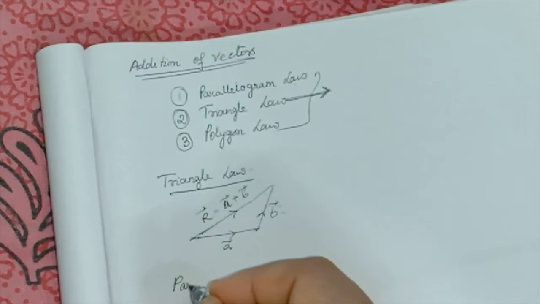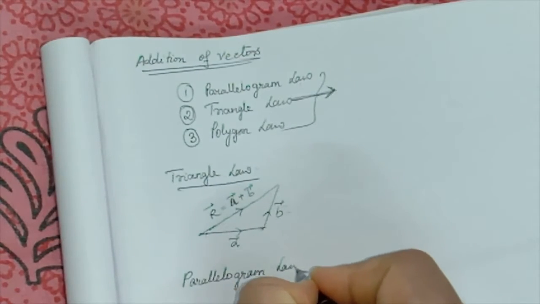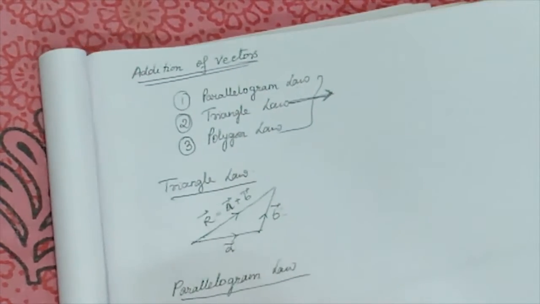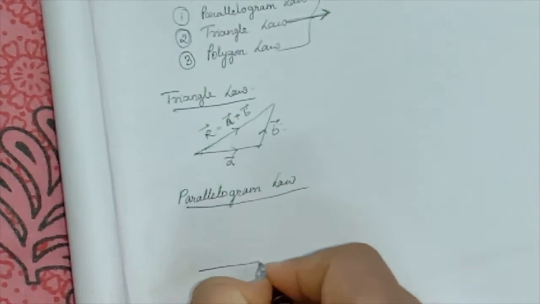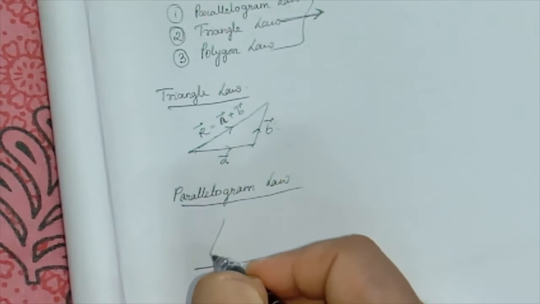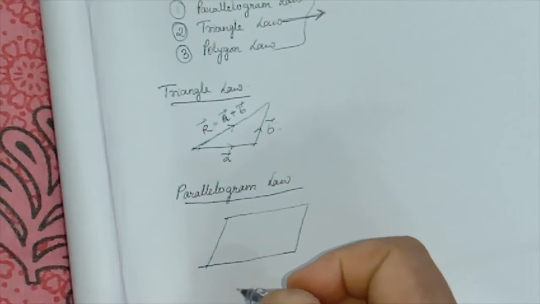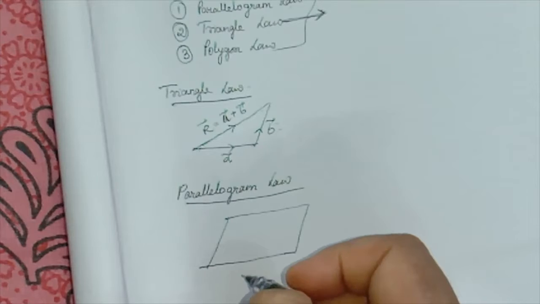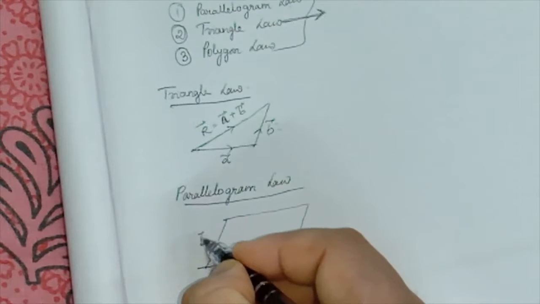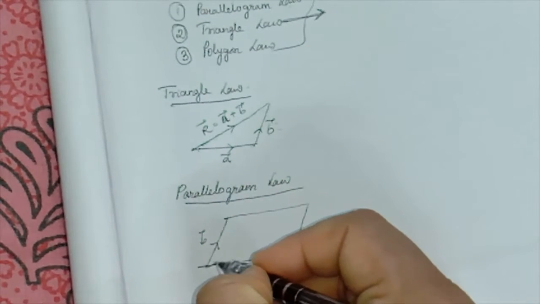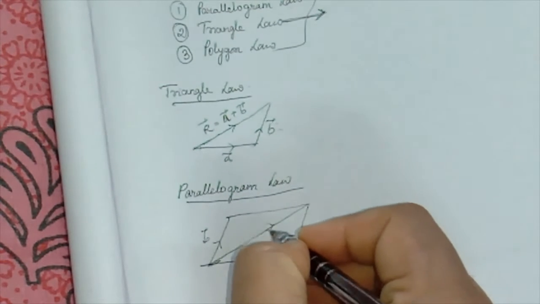Now, parallelogram law of vector addition. What is the parallelogram law of vector addition? This law states that if the 2 adjacent sides of a parallelogram represent 2 vectors, A vector and B vector, then the diagonal drawn from the common point of the two adjacent sides will represent their resultant.